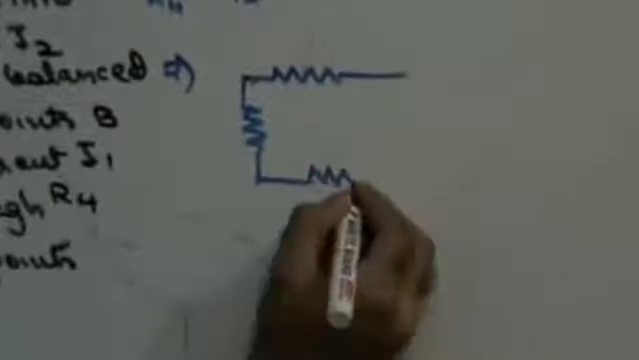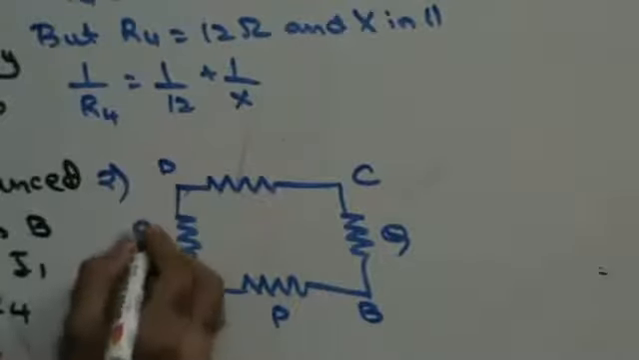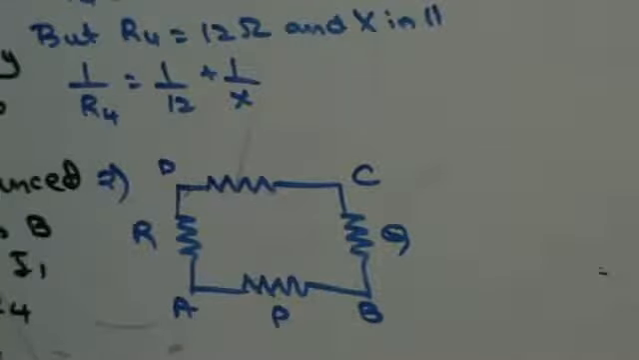Next, take on the next one please. Resistances P, Q, R and S are connected across arms AB, BC, AD and CD in the form of a Wheatstone network.